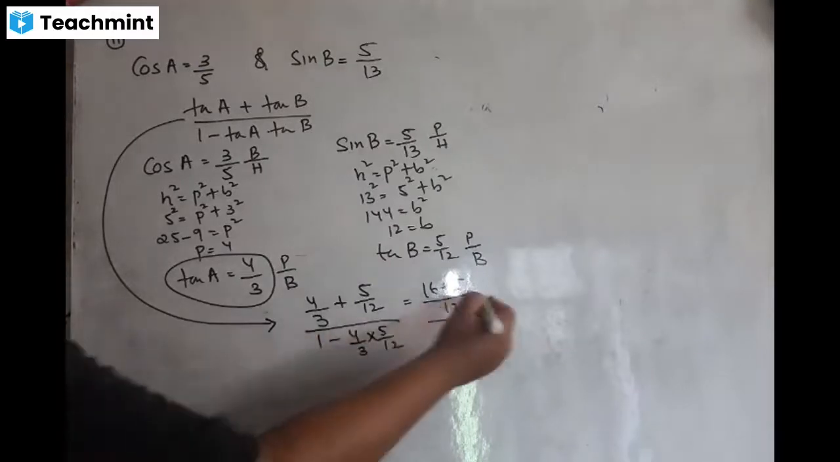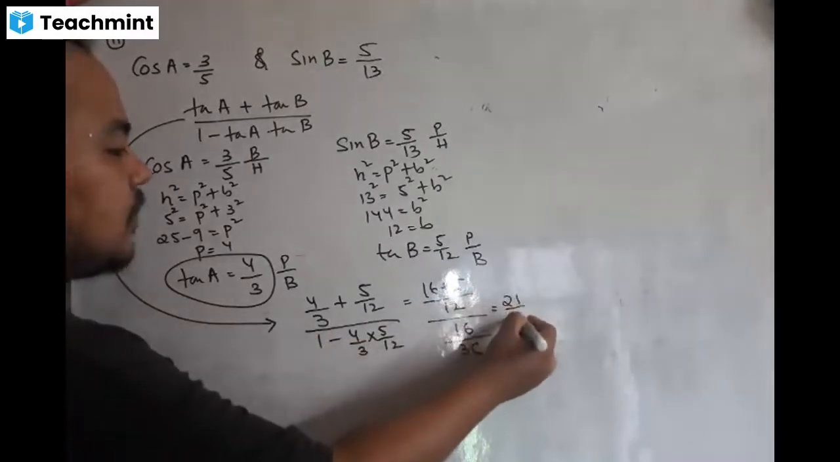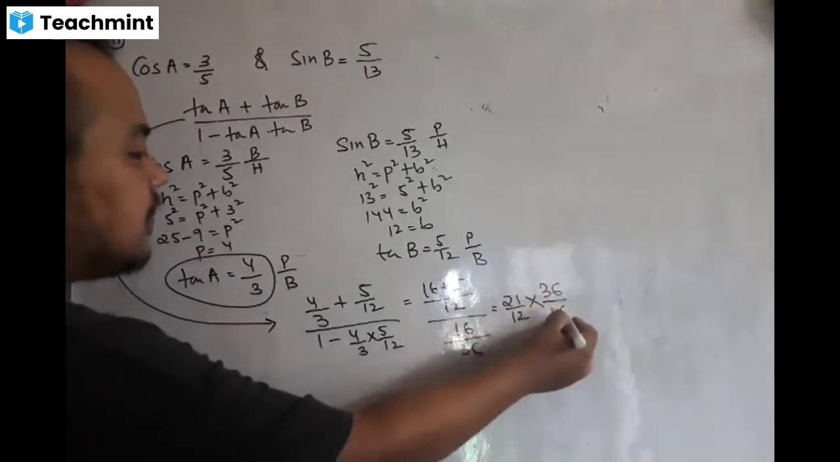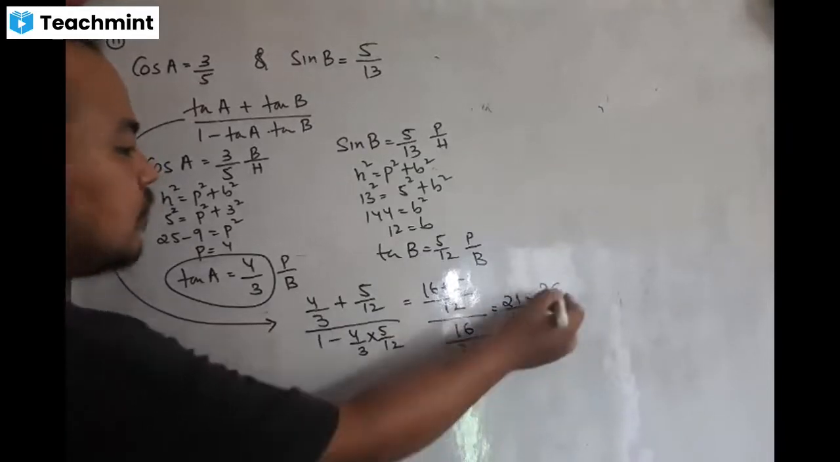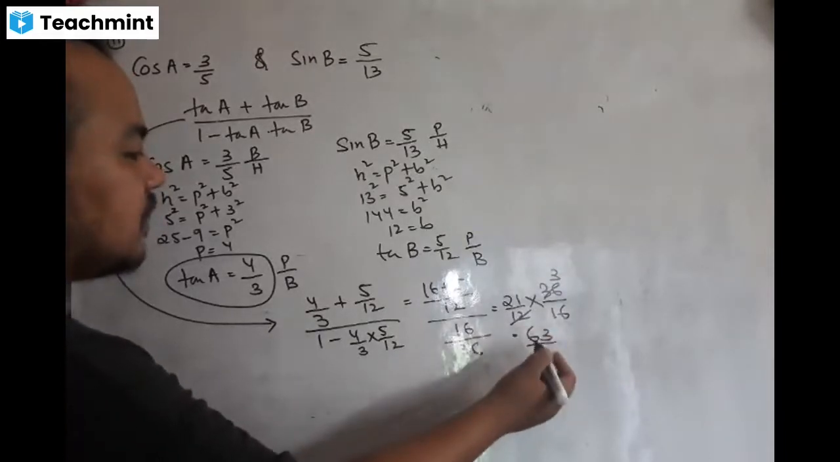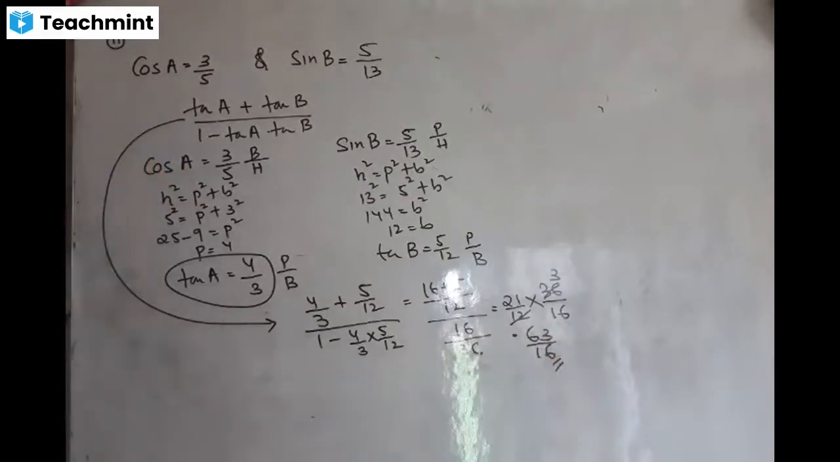So what are you getting, please? 21 by 12. When you change division to multiplication, it becomes 36 by 16. So 12 1s are 12, 3s are 36, 3 12s are 36. Yeah, 63 by 16 is your answer.